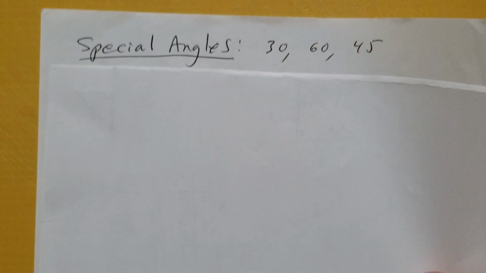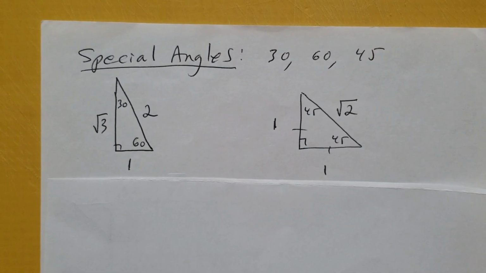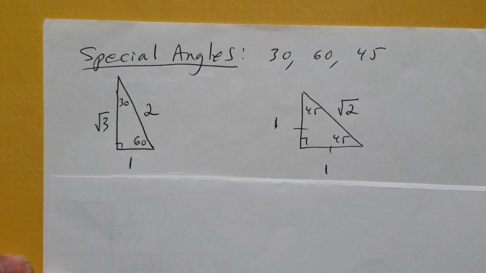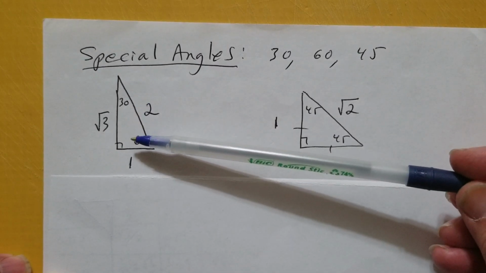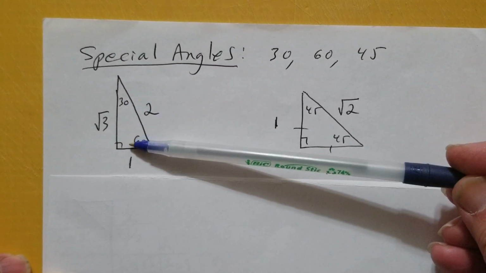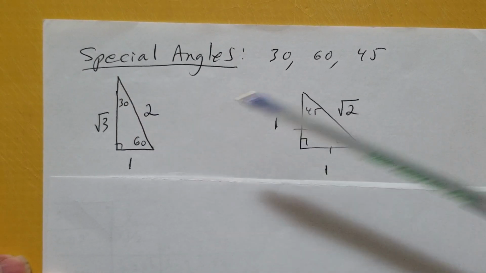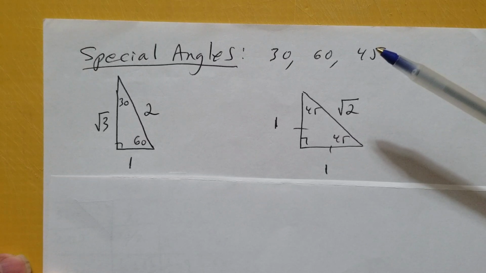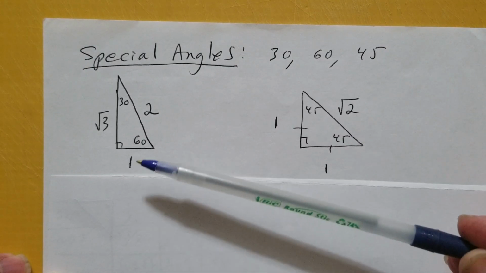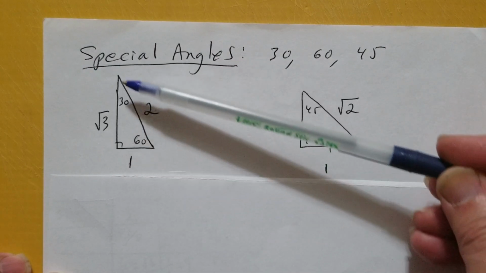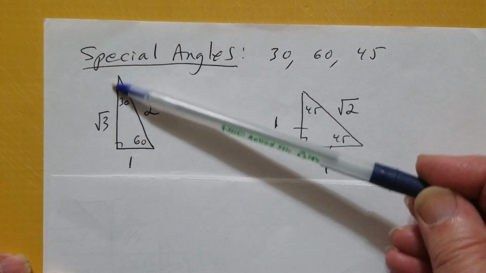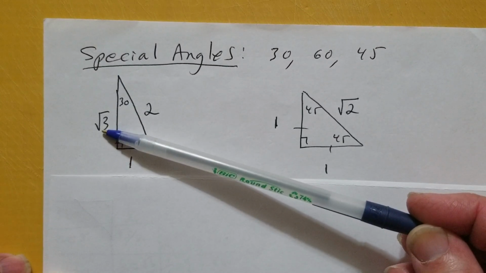1 is the smallest or simplest number. So if you look at the 30, 60 first, right? If you have a triangle 30, 60, then the short leg, the long leg, and the hypotenuse are always known. The short leg is 1, the hypotenuse is 2, and the long leg is square root of 3.